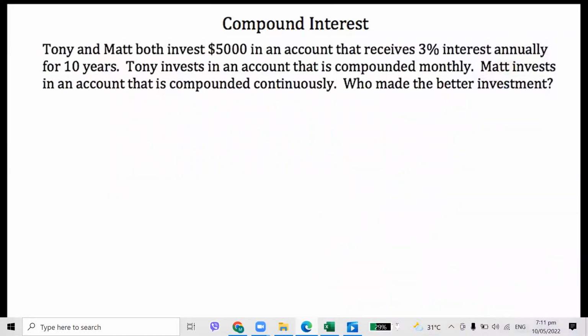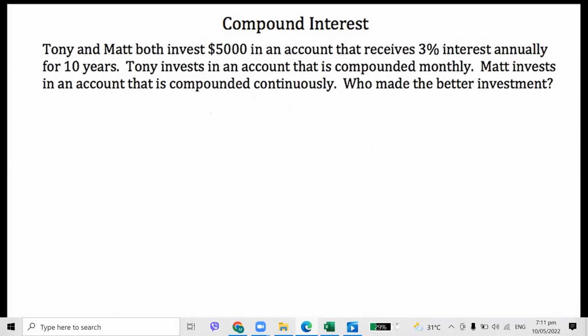So now let's look at another example. Here Tony and Matt both invest $5,000 into an account that receives 3% interest annually for 10 years. Tony invests in an account that is compounded monthly. Matt invests in an account that is compounded continuously. So who made the better investment?